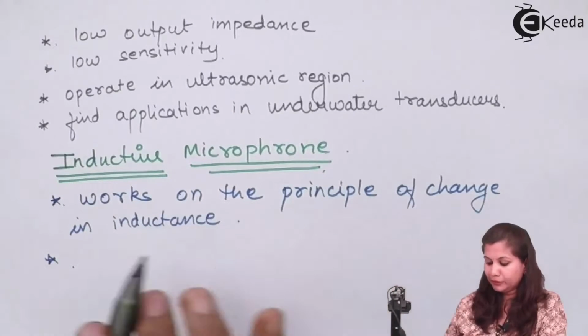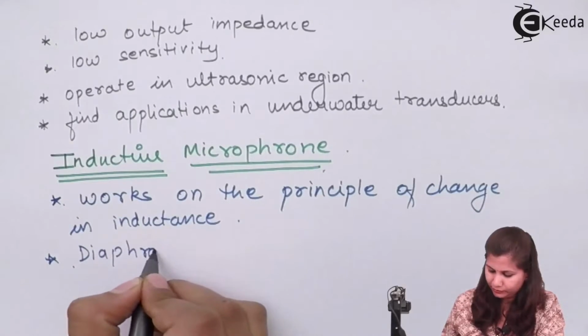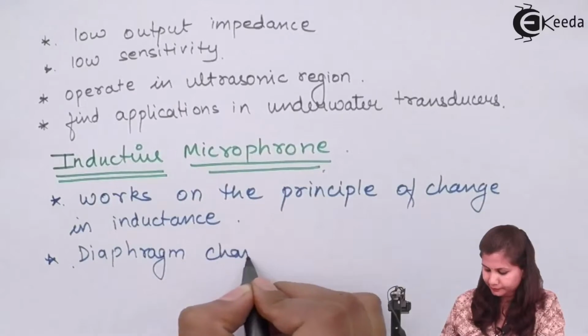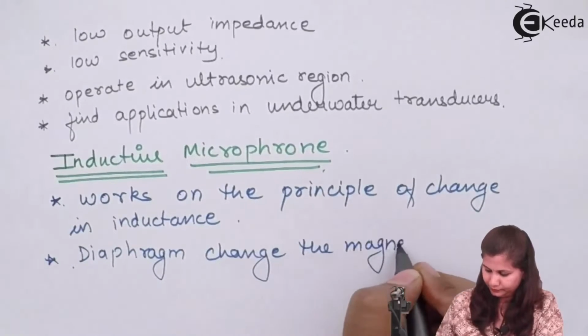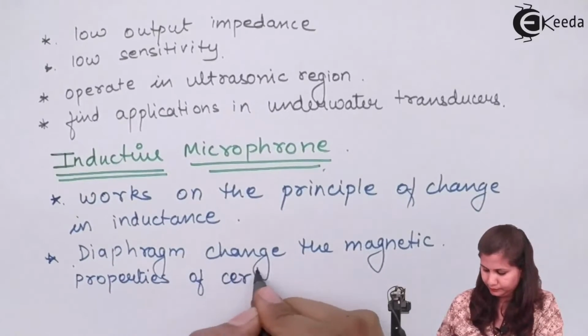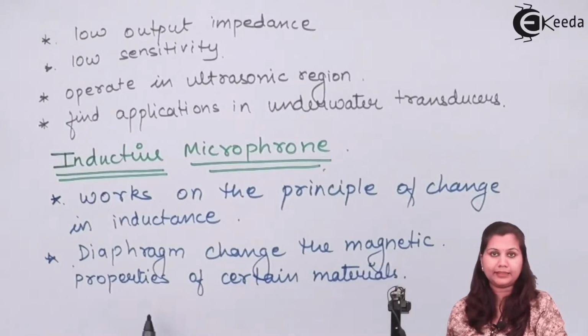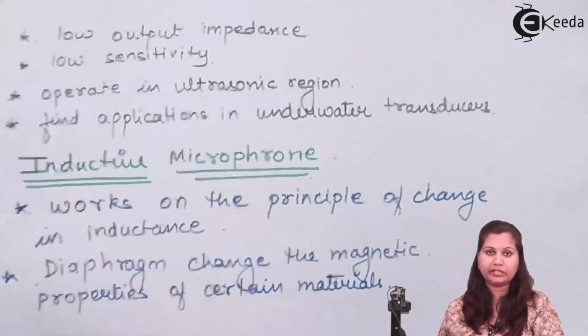So they work on the principle of change in inductance. The diaphragm is going to change the magnetic properties of certain materials. And due to that change in the magnetic properties, there will be a change in the displacement, and that change in displacement is measured with the help of the displacement transducers. And displacement transducers convert the change in displacement into change in the output voltage.